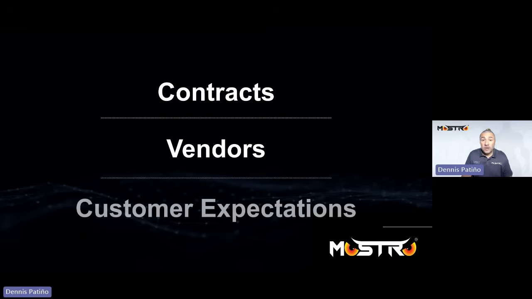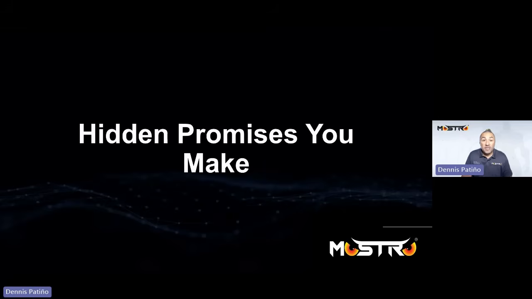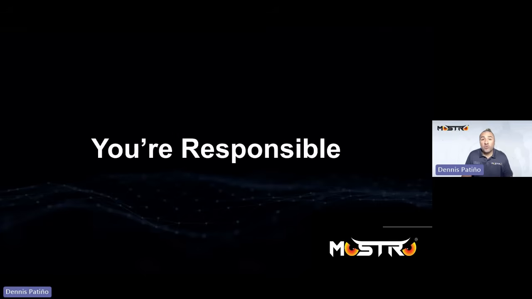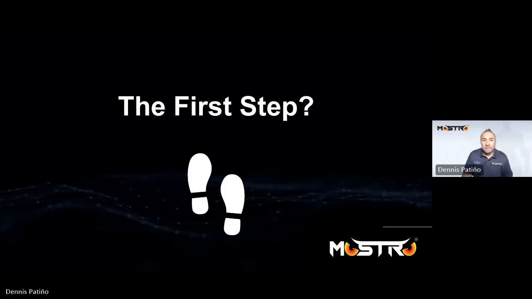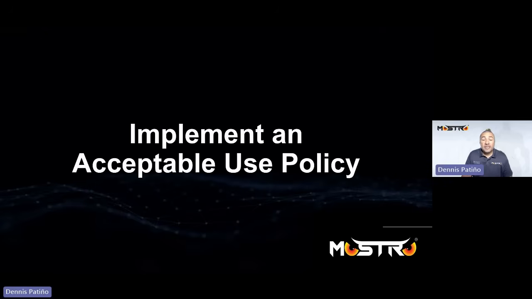So, we're talking about contracts, commitments to vendors, customer experiences, closing documents, all these different things. These are hidden promises that you're making right now, and ultimately, you're responsible. So, what's the first step? First step is to implement an acceptable use policy.